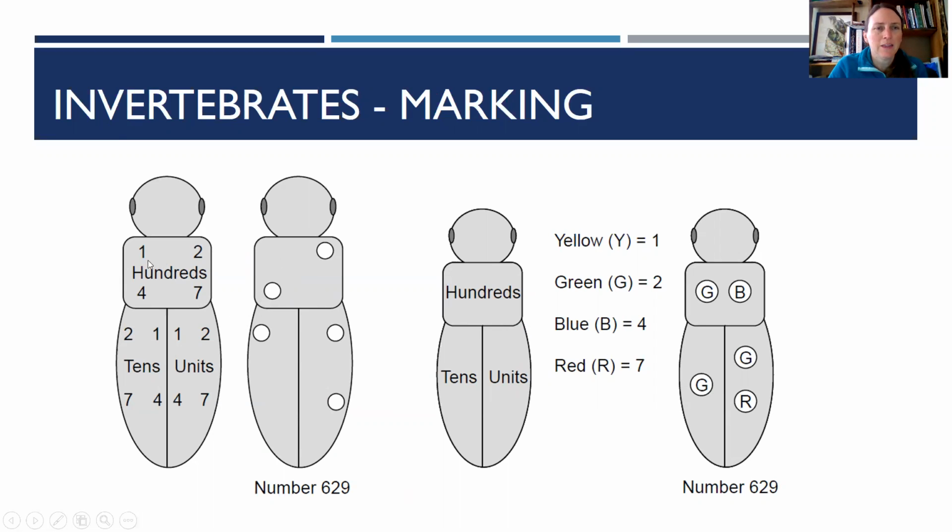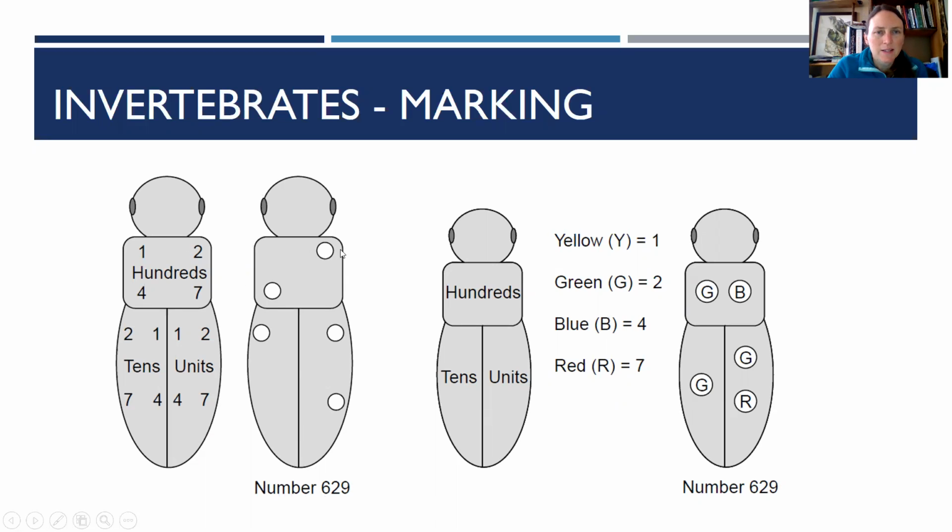Well, if you use this method, you have the pronotum, mesonotum, and metanotum of an organism. It's kind of like the thoracic segment, and then these would be the wing pads. You can use the marks on the 4 corners of the thoracic area to denote hundreds in your sample number. And then you can denote tens on the left-hand side elytra, kind of wing pad, and units on the right-hand side elytra. So for example, this organism would be number 629.